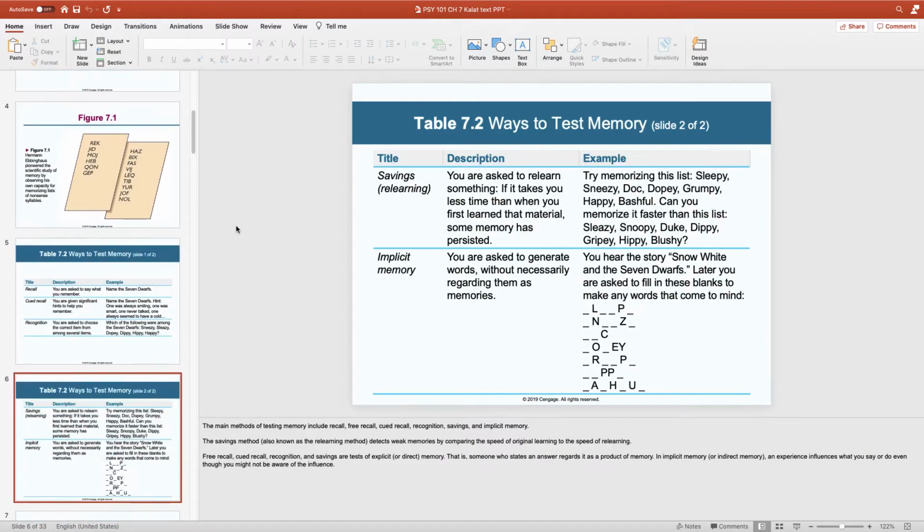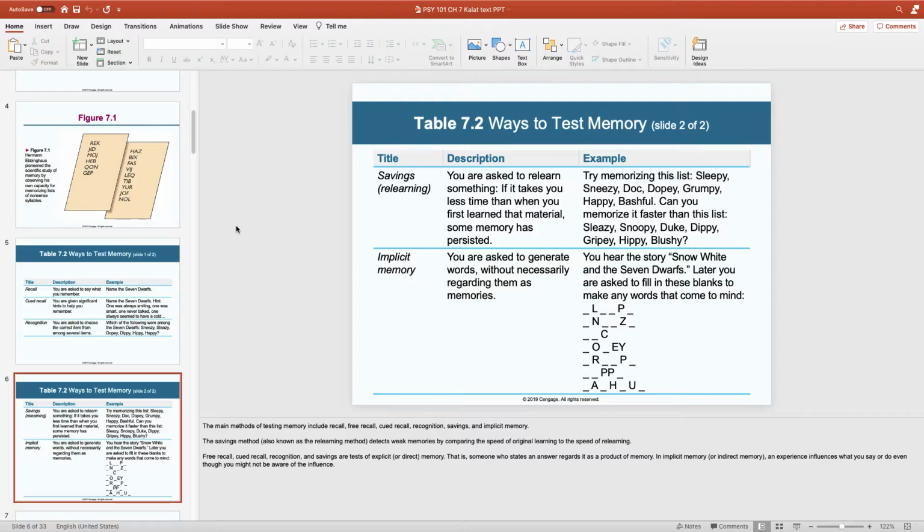Okay. Another way to test memory that's also one of these direct, or explicit, memory tests is savings or relearning. This process detects kind of weak memories, and then you are asked to relearn something that wasn't a strong memory to begin with. If it takes you less time than when you first learned the material, then there was some memory that was there, even though it wasn't fully there.